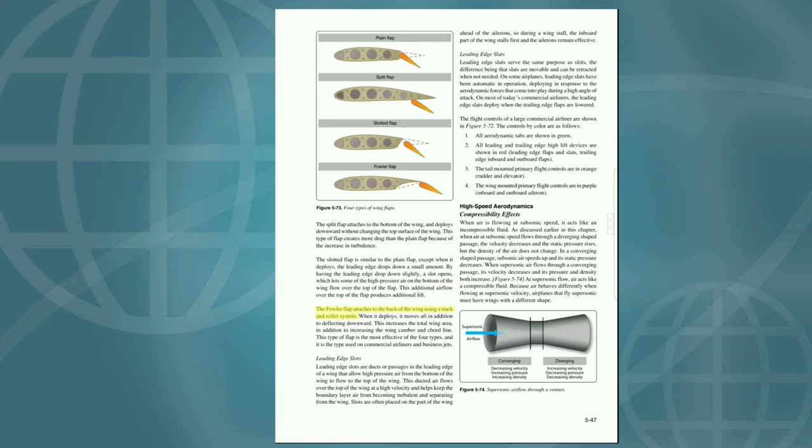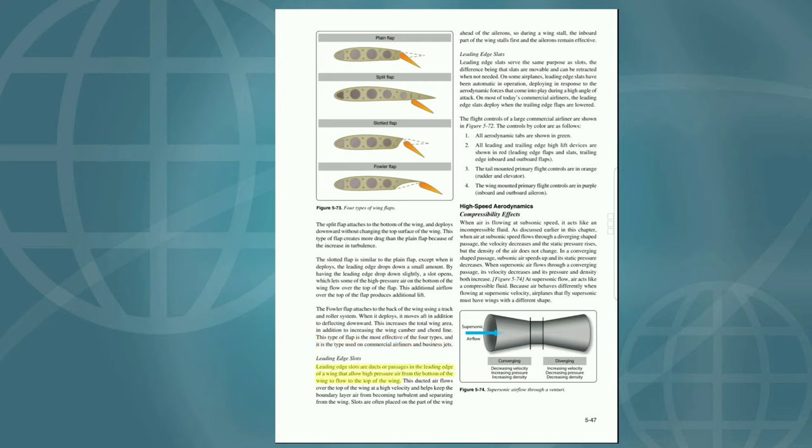The Fowler flap attaches to the back of the wing using a track and roller system. When it deploys, it moves aft in addition to deflecting downward. This increases the total wing area, in addition to increasing the wing camber and chord line. This type of flap is the most effective of the four types, and it is the type used on commercial airliners and business jets.